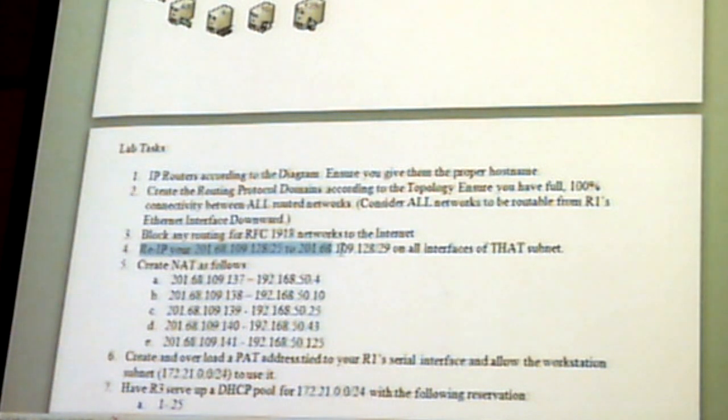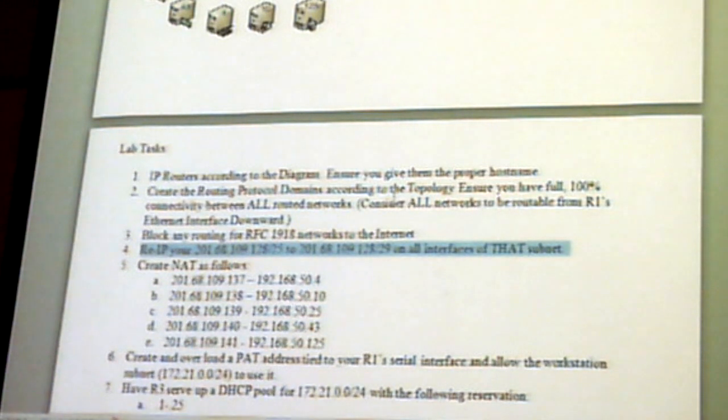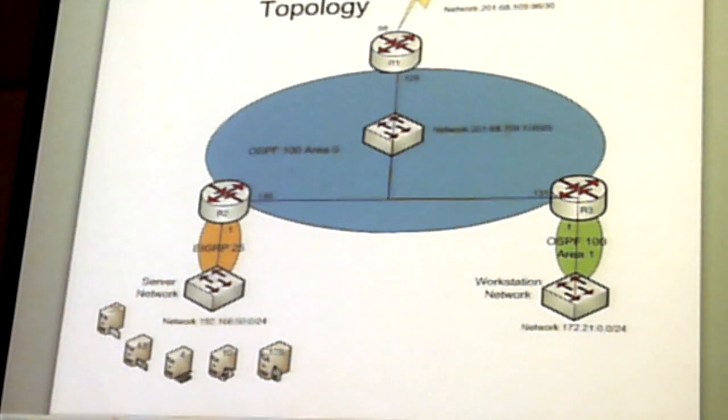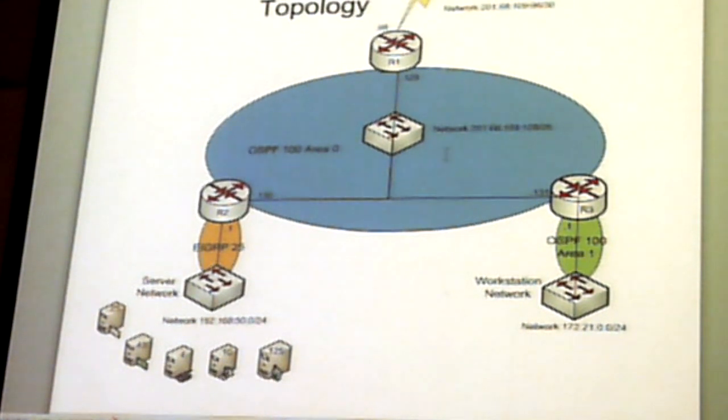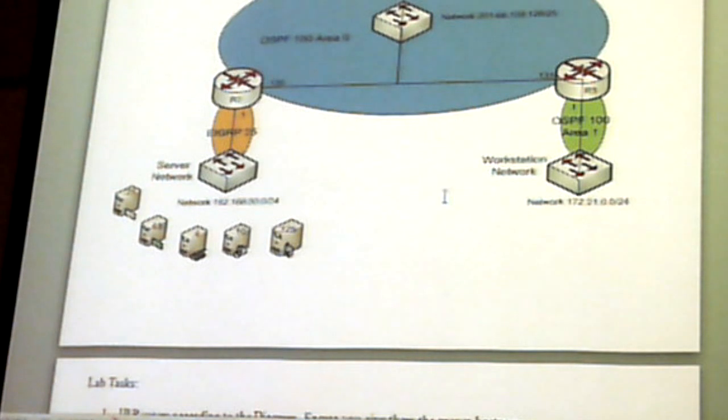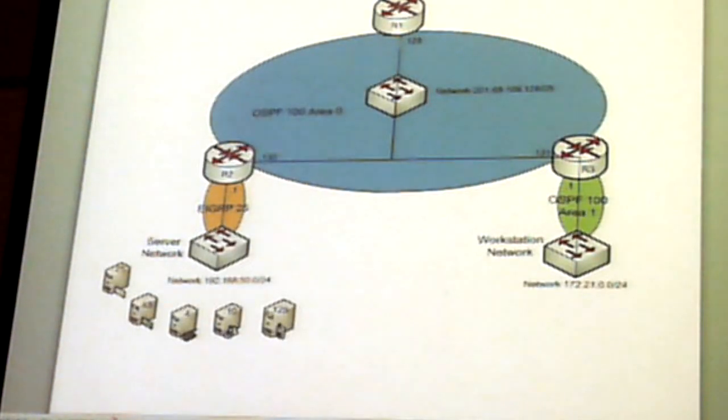Next. Re-IP your network from a /25 to a /29. This is a little tricky. So we originally IP'd all this. We set up OSPF and everything else. Well, I'm changing the IP addresses on the interface within the 201.68.109.128 network from a /25, which is 255.255.255.128, to a /29, which is 255.255.255.248. That's relatively easy. That's just the IP address command on each of those interfaces.